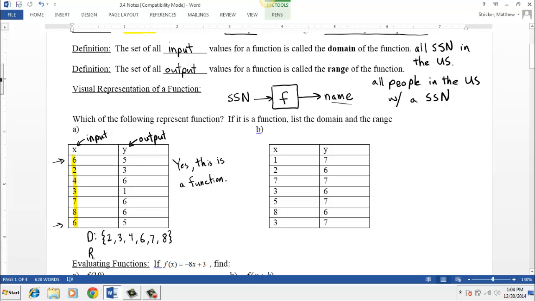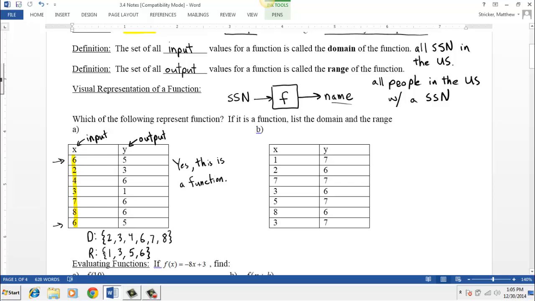We can also list the range. That would be the second column. And if we list all those from smallest to biggest, it starts out with 1. We have 3. Then we have 5 and 6. So this is a function because each input has only one output, and then we listed the set of all possible input values and all possible output values.